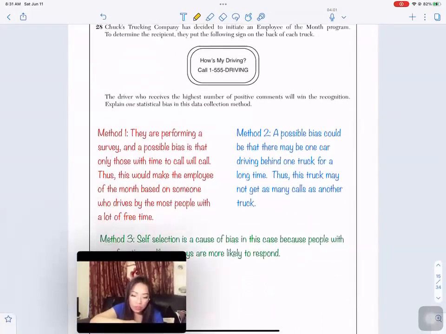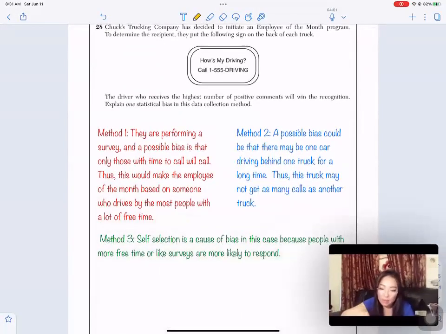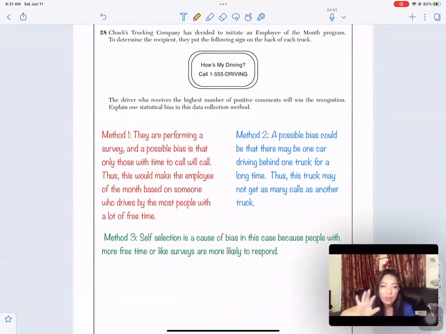All right, so there's this question, and I want to show like three solutions versus one. The one that we went over in class was the green one, but I also want to give a super shout out to the other students who were pointing out the fact that only people who have time will call. And of course, there's another one that's like, okay, but what if you were driving behind the truck the whole time? Then this is bias.